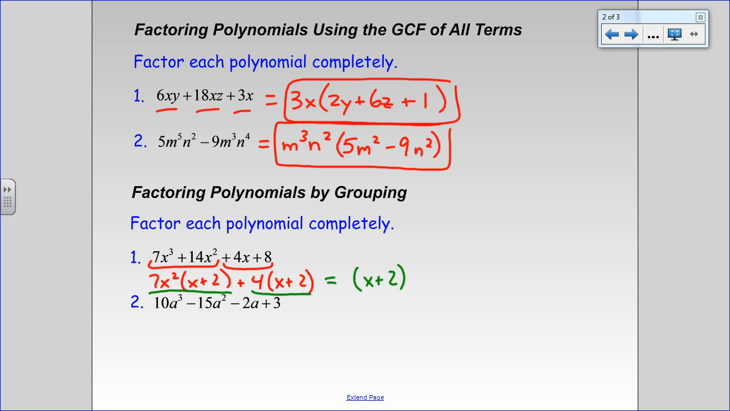So we have the quantity x plus 2. And then using the distributive rule, we see that first that x plus 2 is multiplied by 7x squared. And second, that x plus 2 is multiplied by 4. So our factorization is the quantity x plus 2 times the quantity 7x squared plus 4.